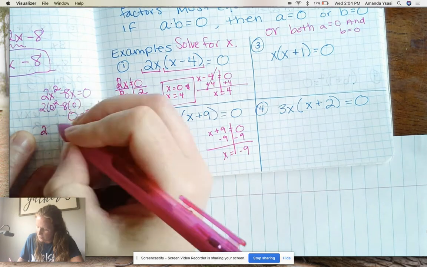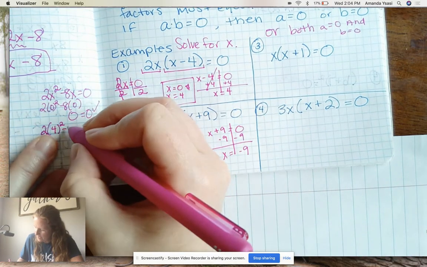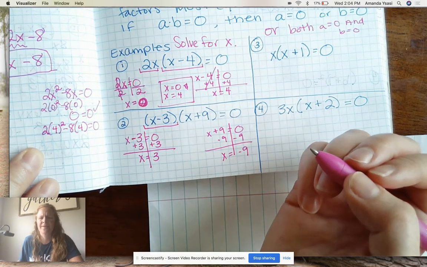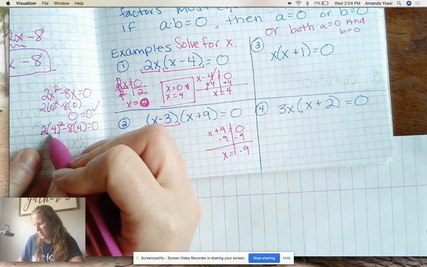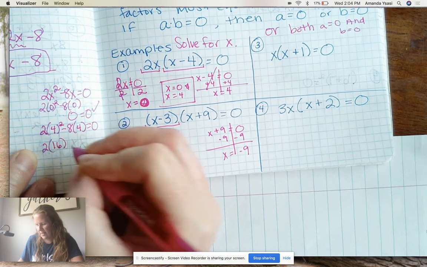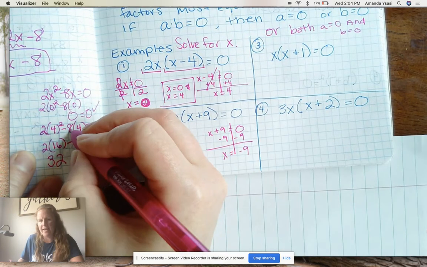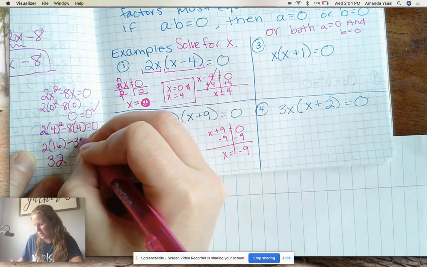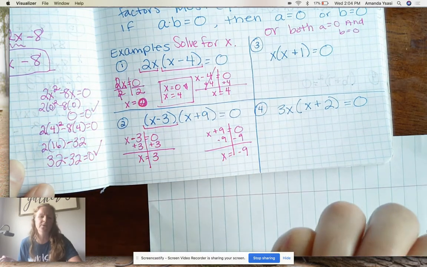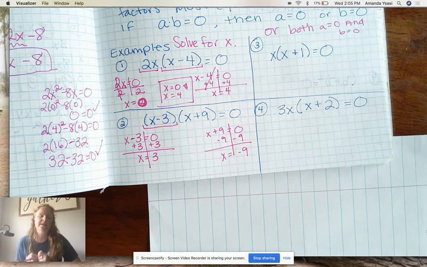So 2 times 4 squared minus 8 times 4 equals 0. So you're probably thinking that can't equal, but let's find out. 4 squared is 16. So 2 times 16 is 32. Then minus, what's 8 times 4? 32. So 32 minus 32 equals 0. So that works too.